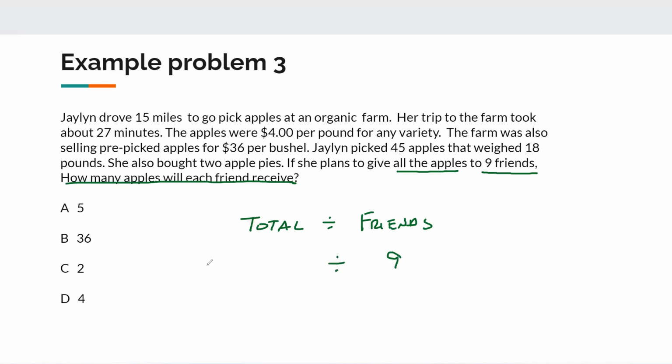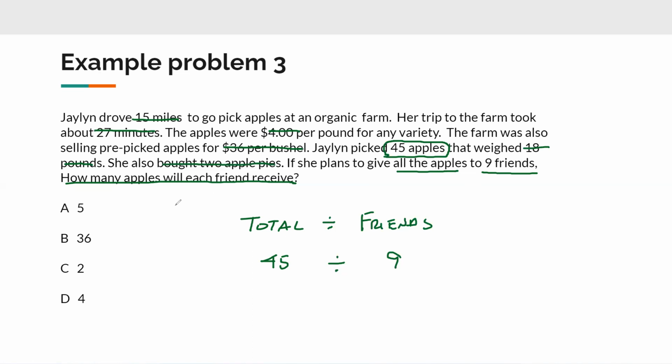How many apples do we have to divide among those 9 friends? Jalen picked 45 apples. Now, we've got a lot of other numbers here. Do we need any of these other numbers to figure out how many apples each friend will receive? Well, we don't care about how far it was to the farm. We don't care about how long it took to get there, or the price that was paid, or that they also sold them by the bushel, or that they weighed 18 pounds, or that she bought 2 apple pies.